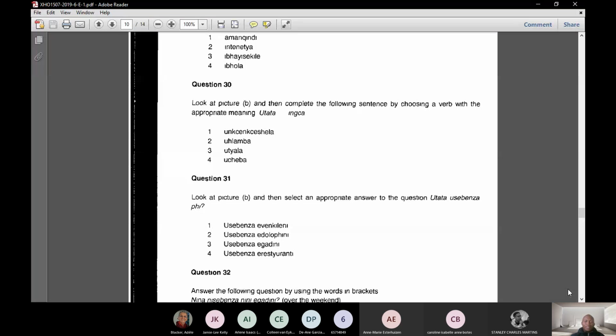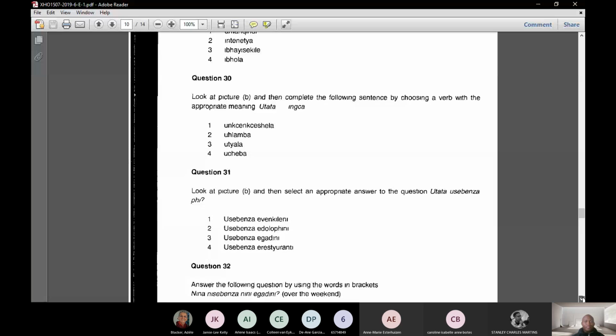But utheba inqa is mowing the lawn. So option number 5 is option number 4. So for question number 30, the correct answer is number 4, utheba inqa.